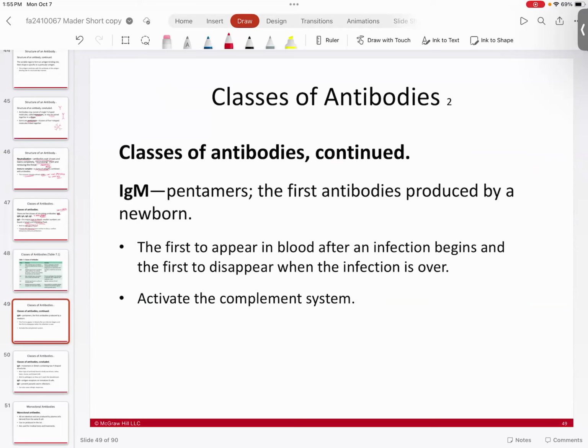So the IgMs, these guys are pentamers. So those are like star-like antibodies. These are oftentimes the very first ones that a newborn will produce. So when the newborn's immune system is kind of igniting and getting going, it'll start to make a bunch of IgMs. This is oftentimes also the first on the scene. This is the first one to appear in the blood after an infection begins, in the initial infection. And it's also the first one to disappear, the first one to go away once the infection is over. So you can think of this one as sort of like a first responder.